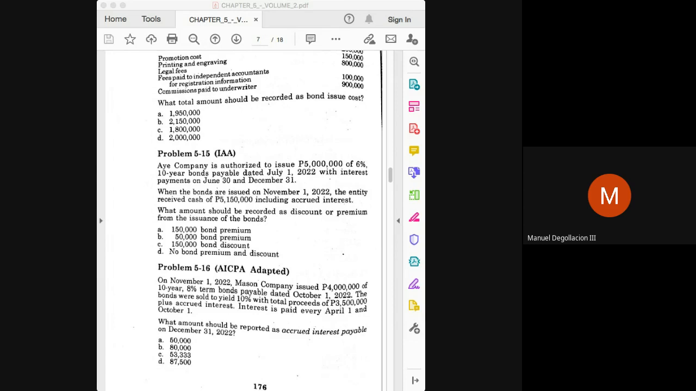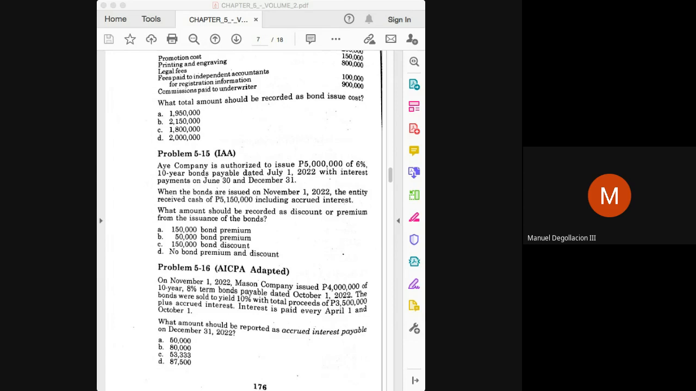Okay. And second sentence here, when the bonds are issued on November 1, 2022, the entity received cash of 5,150,000, including accrued interest. Okay. Now the face value of the notes is 5 million, while we received 5,150,000 in exchange of the bond. Okay. So one might simply think that perhaps the bond is at a 150,000 premium because we received 5,150,000 when the face value was only 5 million. Okay, but that is not accurate, class, because the 5,150,000 includes your accrued interest.